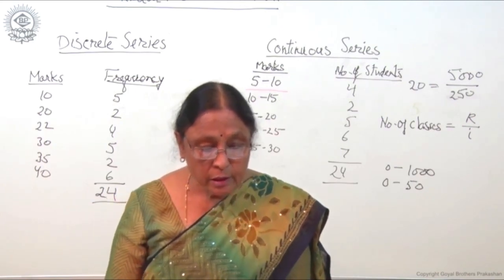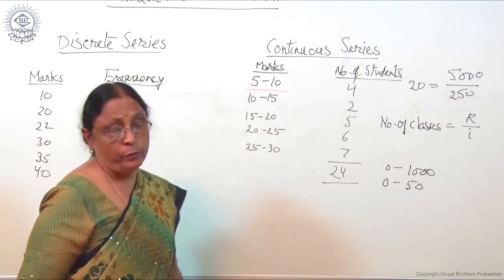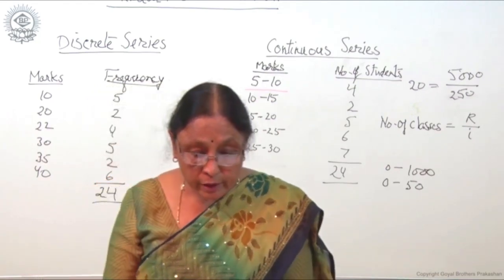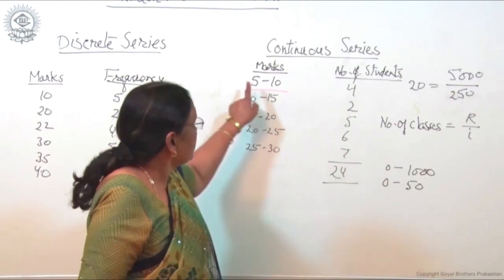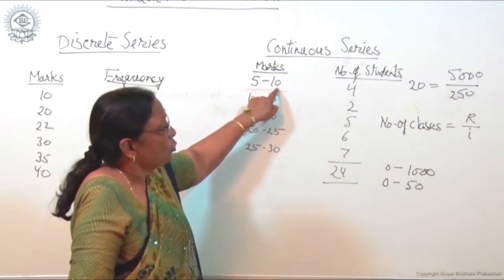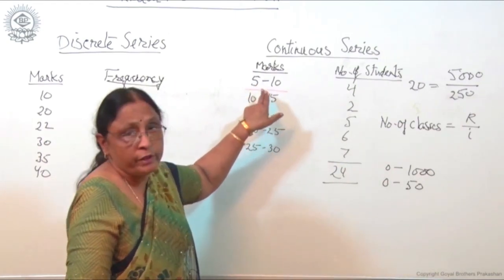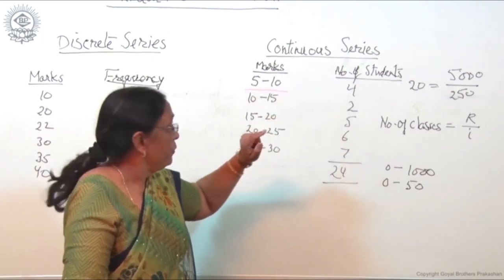Now next is another term, what is class interval? How do you define the class interval? Range of the class is called class interval. In this case the range is 5 to 10. So class interval, or the gap between the two, is 5.